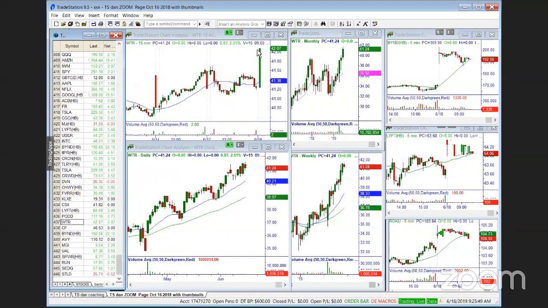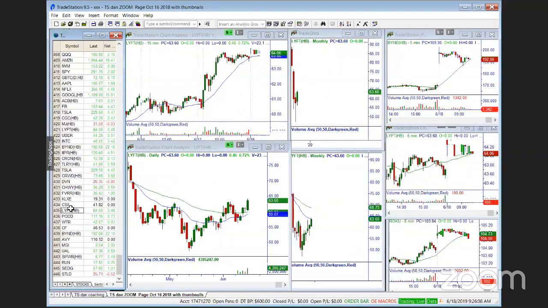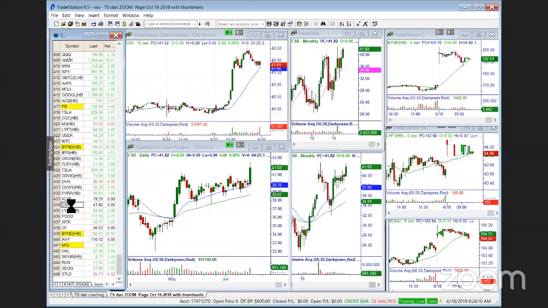WTR is a 1, 2, 3, and if this bar is real, it looks like it's blasting to all-time highs right now. Pod, McGraw, I like this wide range breakout, and I've been watching it here. Let's see if we can get a setup on that. Lift, we talked about. CSII, nice wide range bar out of a base. I like this one. And look at the weekly.